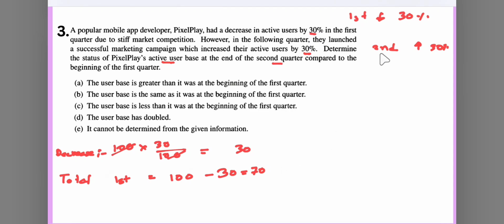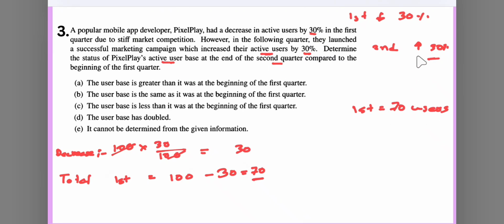Now for the second quarter, it increases by 30%. However, in the following quarter, they launch a successful marketing campaign which increased their active users by 30%. But first of all, it decreases by 30%. So after decreasing by 30%, the users after the first quarter is 70 users.